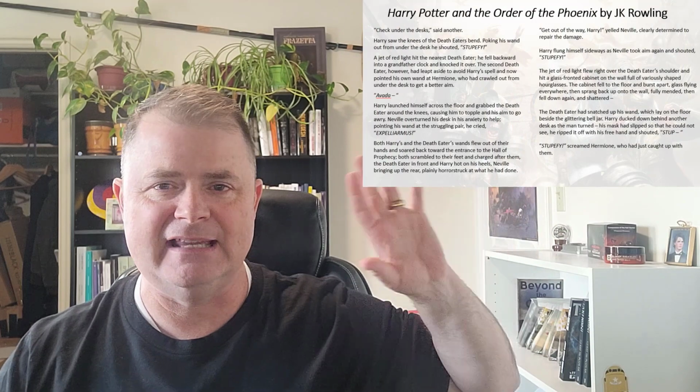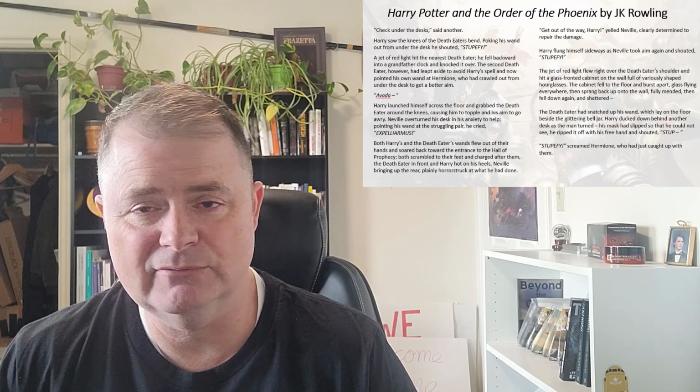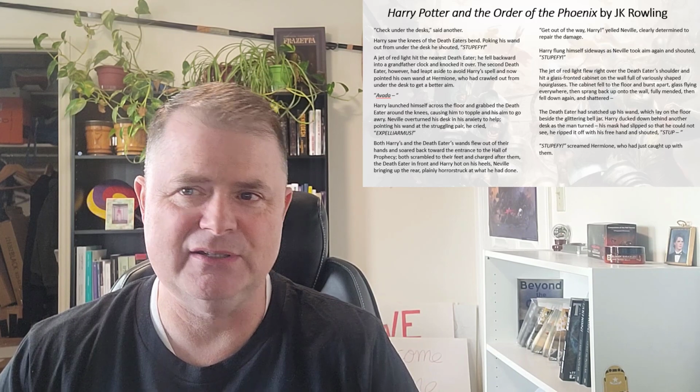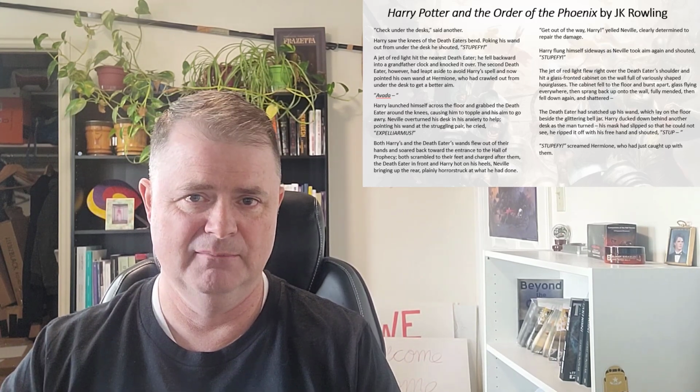So I'm going to slide over here for a second, and you're going to look up here, and you're going to see a section from Harry Potter and the Order of the Phoenix by J.K. Rowling. I want you to pause it and just take a look at it, read it for a second, and then unpause it. Hopefully now you unpaused it. You probably saw a few things like I just talked about. Harry saw the knees of the Death Eaters bend.